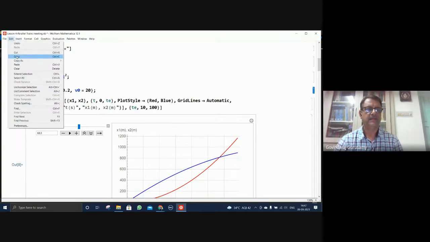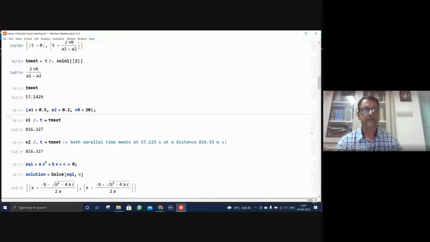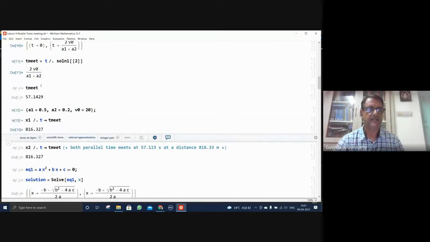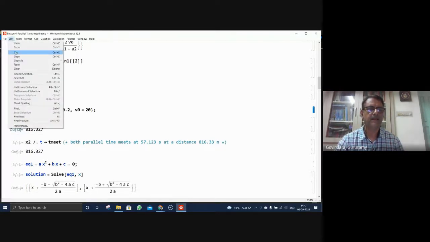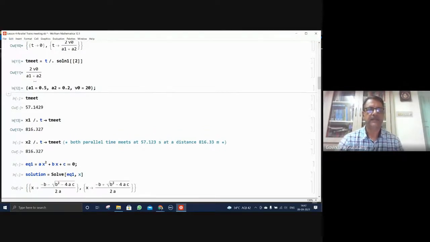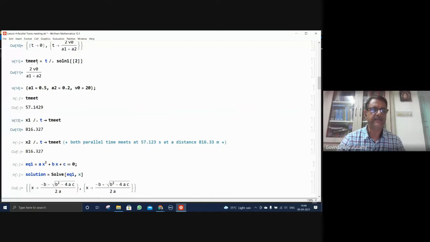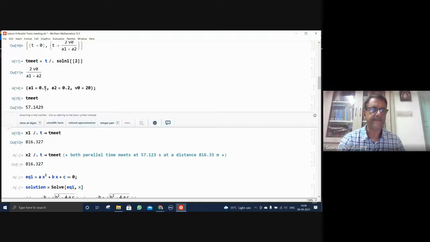Get it? Copy, put it over here because I need the parameters to find out the t meet. So what I do, just enter here, shift enter, and x1, and this. This t meet should go. Cut and paste over here, t meet from here, because I have to get this time. Now, if I shift enter, these parameters are available, and the t meet has already been defined as 2v0 by a1 plus a2. That is being evaluated here.